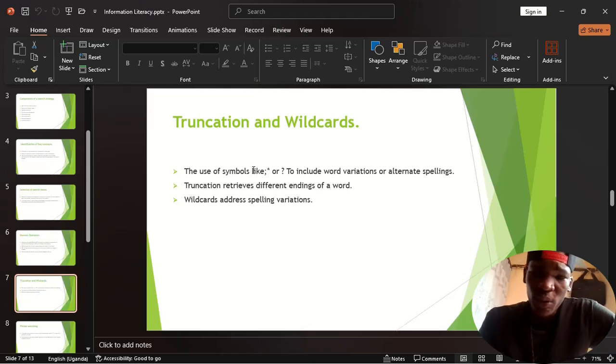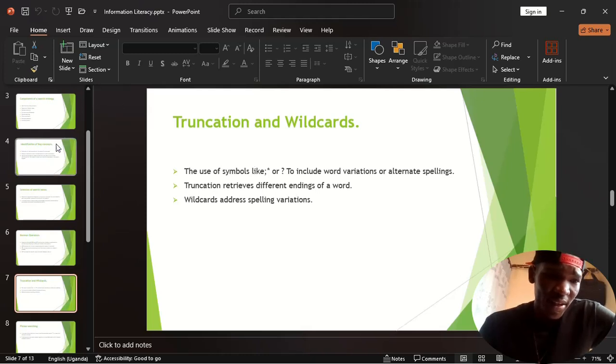We shall see truncation and wildcards, where we use symbols. Truncation retrieves different endings of a word, and wildcards help with spelling variations. If there's a difference in spelling, or a difference in what you're trying to search for, this is what the wildcards do. They help you search out what you're looking for, and the results are brought out correctly. Those are the two search strategies that I've taken you through in this video.